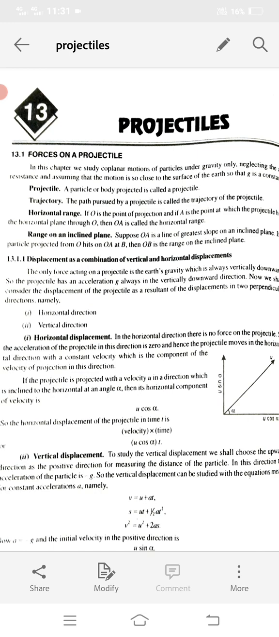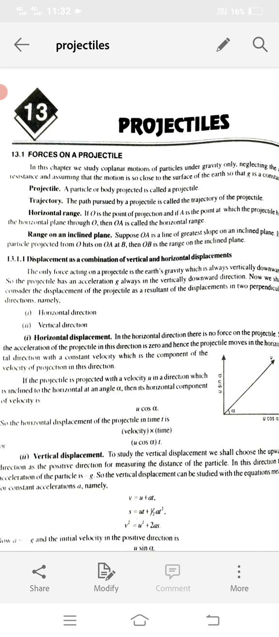Now, we must know the basic concepts of projectiles. Whatever is projected by a force is called a projectile. In this chapter, we study coplanar motions of particles under gravity only, neglecting air resistance and assuming that the motion is so close to the surface of the earth so that g is a constant. What do you mean by a projectile? A particle or a body projected is called a projectile.